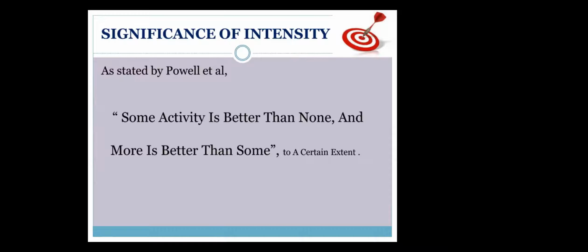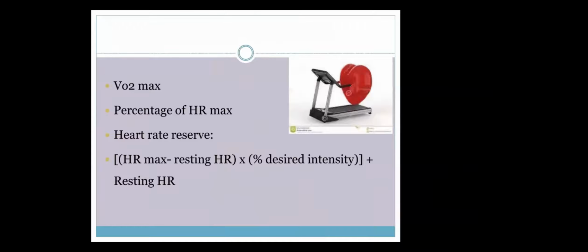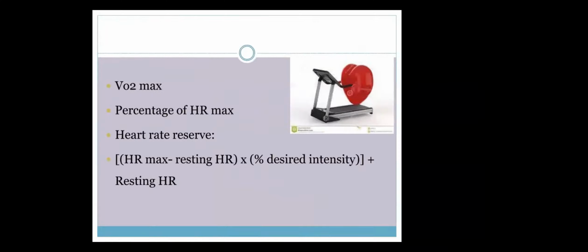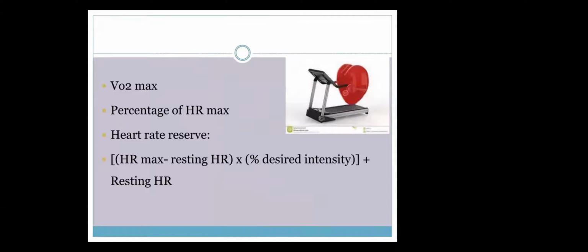As stated by Powell et al., some activity is better than none and more is better than some, to a certain extent. So there is a very fine line between none and some, and some and more. This gap can be minimized by an on-point prescription of intensity for our cardiac rehab programs. Important parameters that can be used for prescribing intensity are VO2 max and HR max.